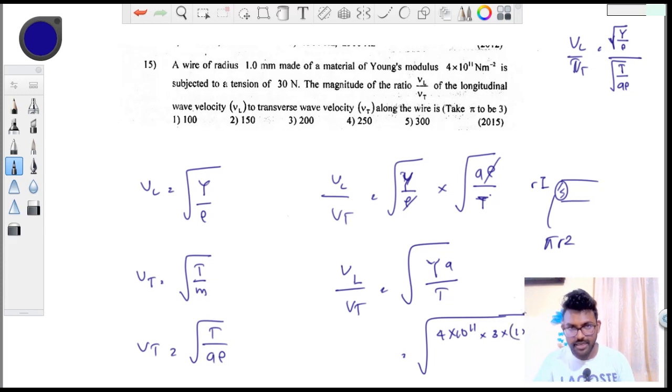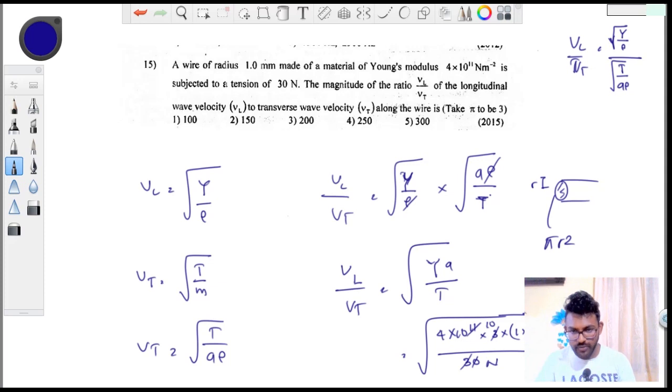Why did I write it like that? Because it is given in millimeters, so I have converted to meters and squared it. Over the tension of the string, which is also given, that is 30. So that 3 and this one cancel off, and I can just cancel off this one. Then it will be 10, right? 10 to the power 10.